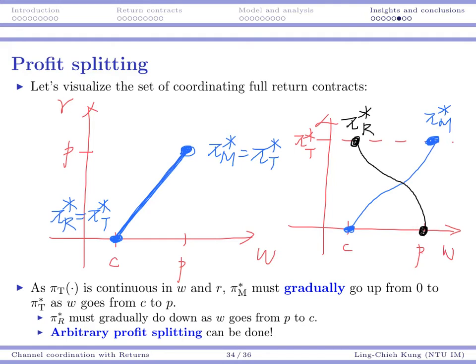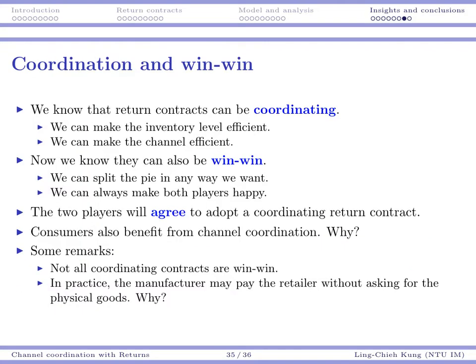And then you are allowed to really split the pie according to this setting. So now we have confirmed that return contracts are really amazing. It can help the system to earn the maximum possible amount of money, and it can definitely make everybody happy because everyone can earn more than previously earned. So we are about to give you a conclusion.